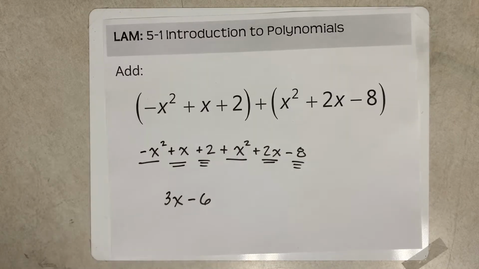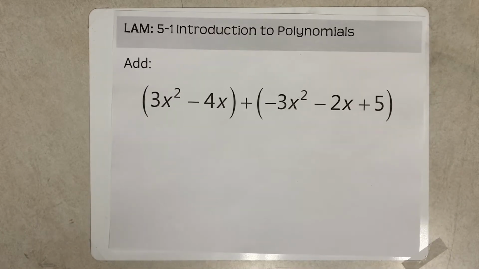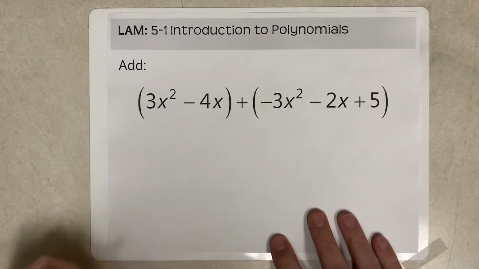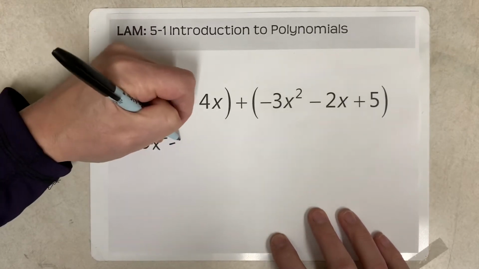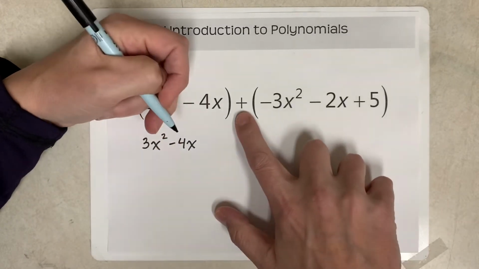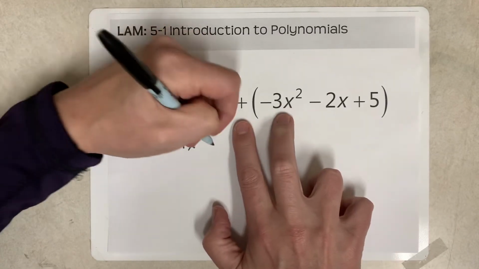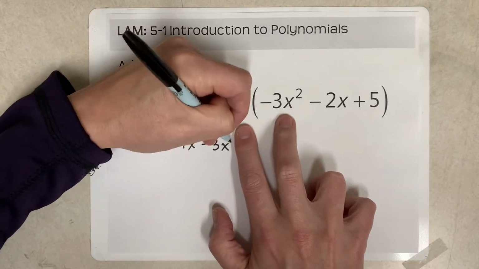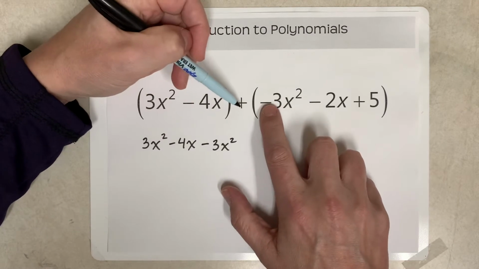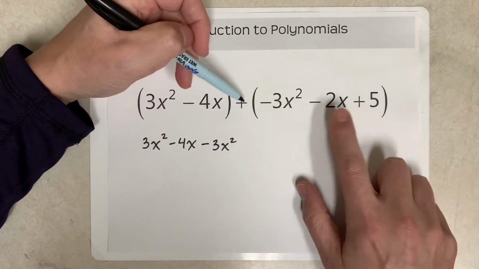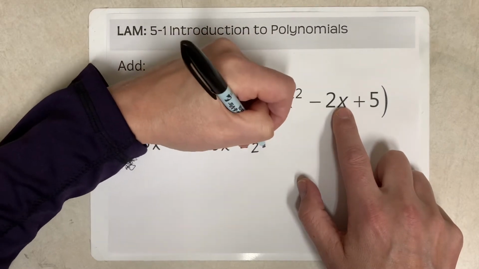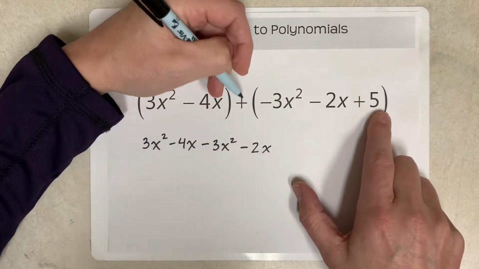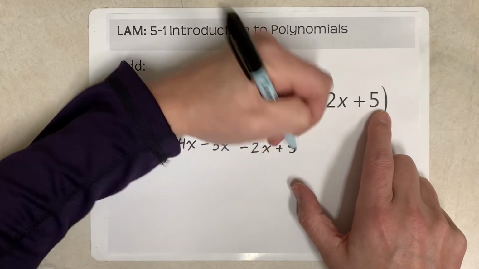Let's see, 2x. All right. Okay, again, addition. So we're going to remove parentheses, 3x squared minus 4x. Plus negative 3x squared is going to be actually minus 3x squared. When a positive and negative are side by side, the negative wins. Same thing for this one. Plus a negative 2x is going to result in a minus 2x. A plus 5 is still a plus 5.